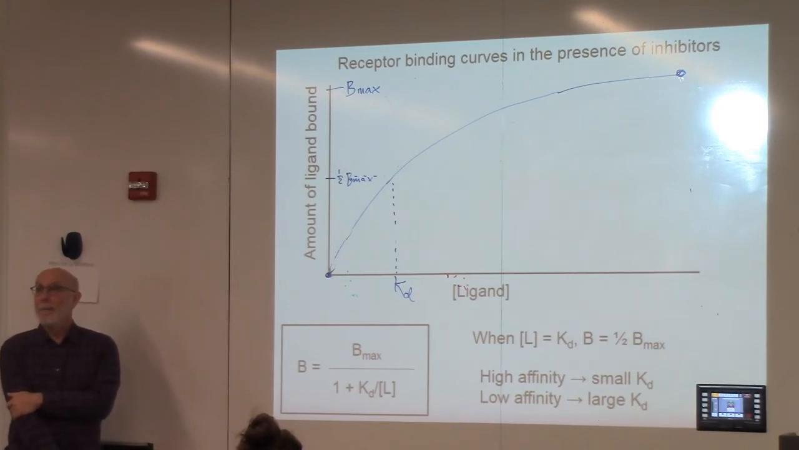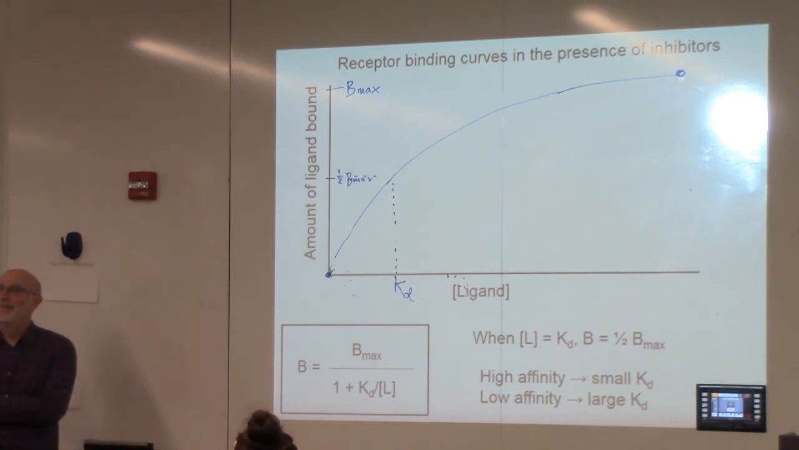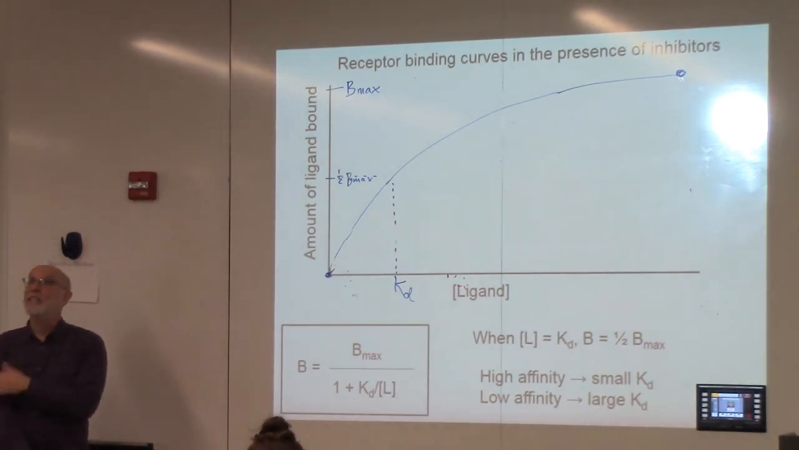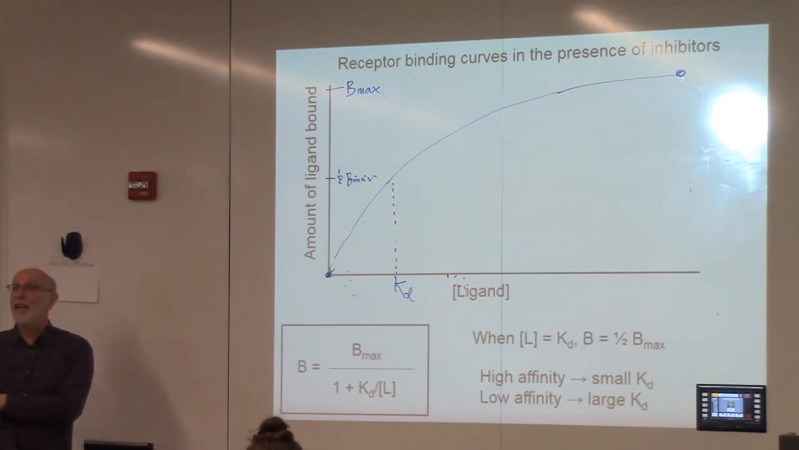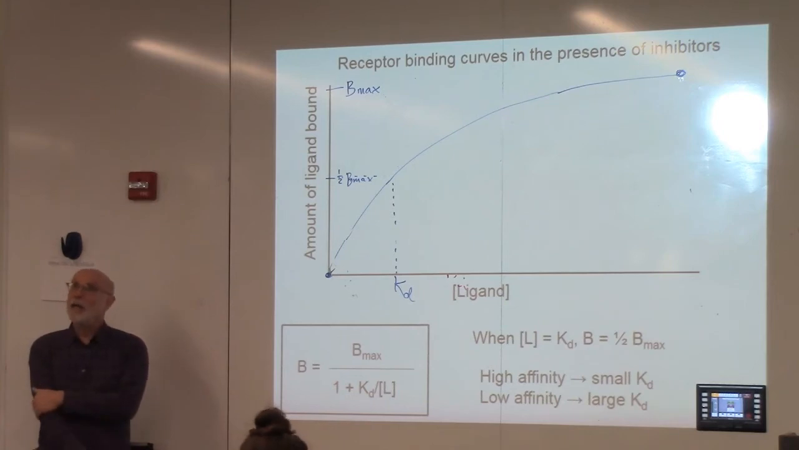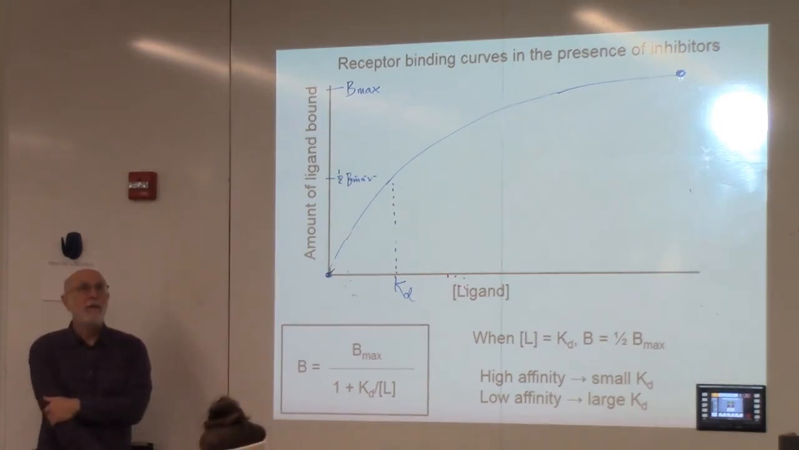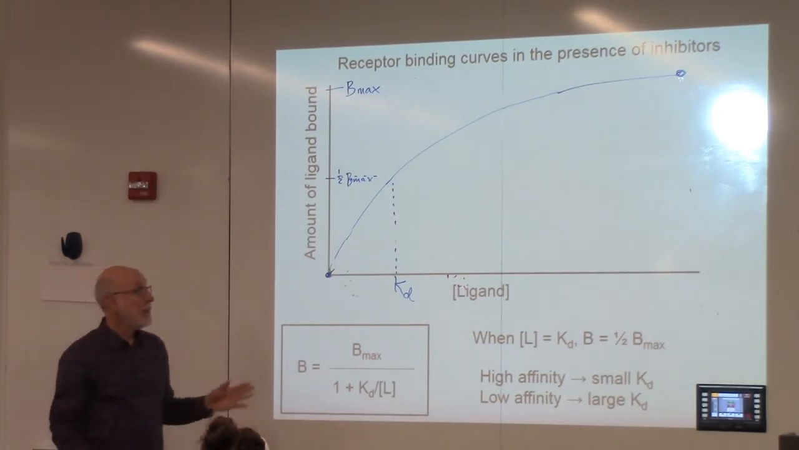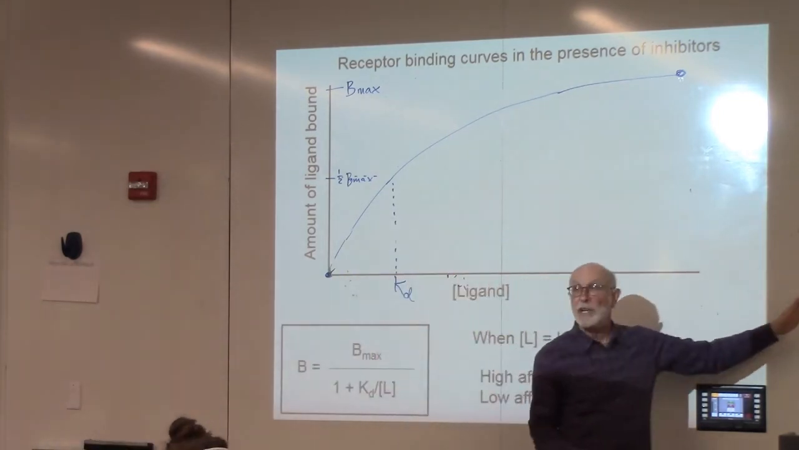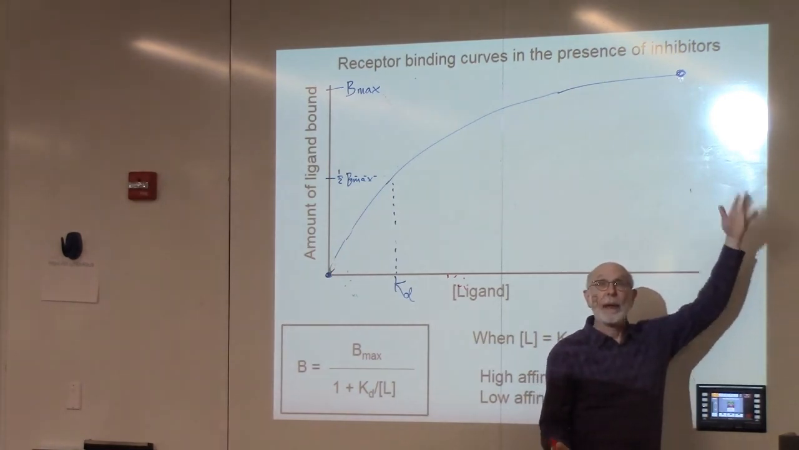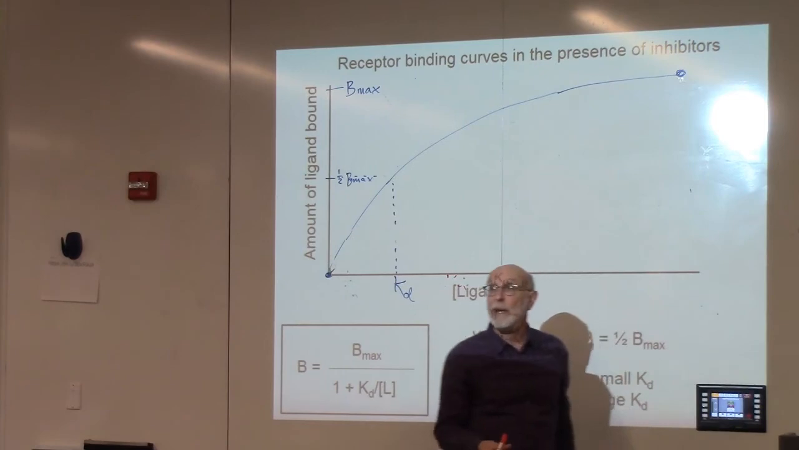Bmax will be reached after a long time, so we need more ligand. We will need more ligand to reach the same Bmax because the ligand and the inhibitor are competing, that's the word competitive, for the same site. So eventually, we can get a ligand concentration that outcompetes the inhibitor and binds, and you get the same Bmax.